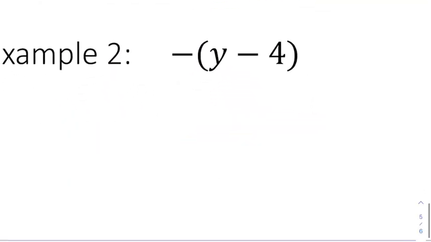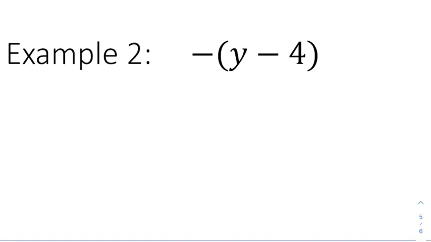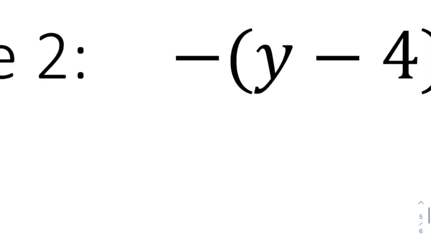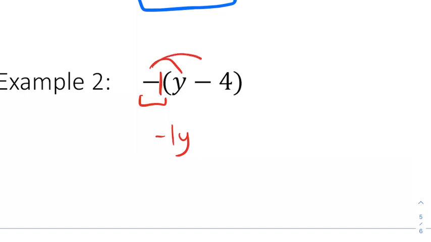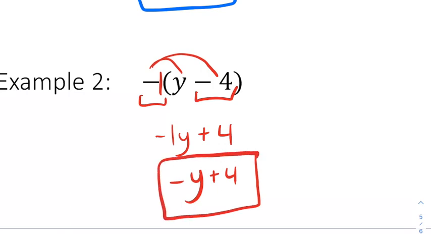Now, in this example, we just see a negative symbol in front of a set of parentheses. Really what we have here is a -1. And we're going to take that -1 and we are going to distribute it. So we're going to bring it to the y. -1 times y makes a -1y. -1 brought to this -4 creates a -1 times a -4, which is a positive 4. Now we don't really need to write the 1, so we're just going to write -y plus 4. And that will be our final answer.